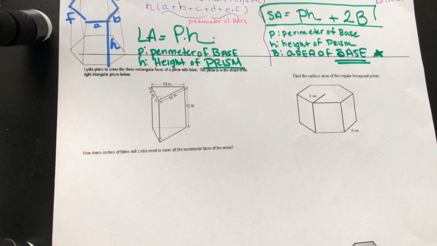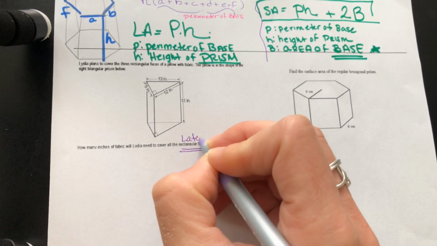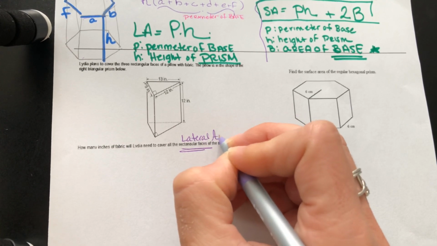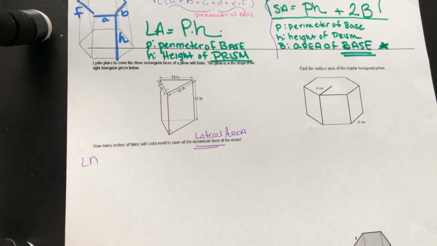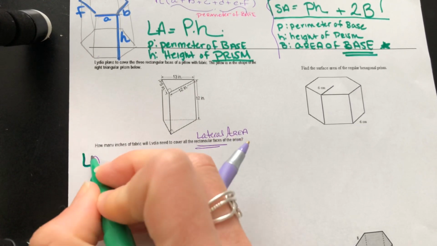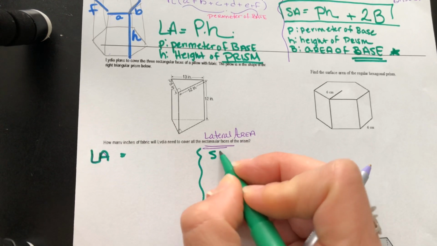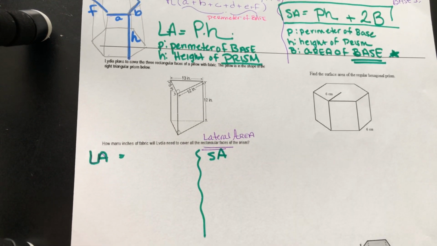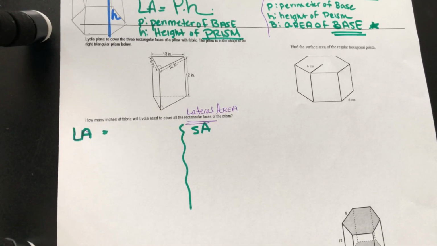All right, so for the first one, the problem wants to know how much area she will need to cover the rectangular faces. In other words, the faces, so you're being asked for your lateral area. We're going to do both. We're going to find, let's do it in this color, the lateral area, and then we're going to find surface area. Just for this one. From now on, I'm going to have us just do surface area because it should make sense. If you can do surface area, you can do lateral area.